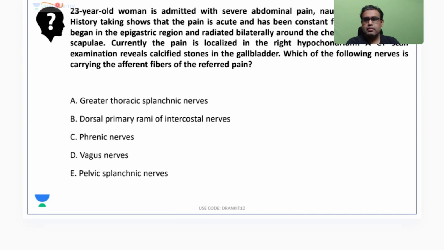A 23-year-old lady is admitted with severe abdominal pain, nausea and vomiting. History taking shows that the pain is acute and has been constant for 4 days. Okay, acute pain with 4 days. This lady must be really in some pain. 4 days, too much pain.